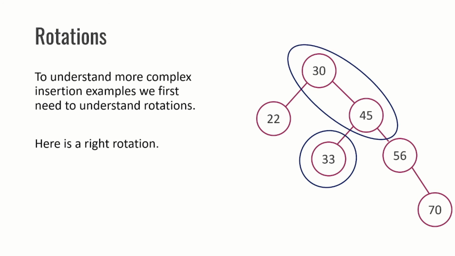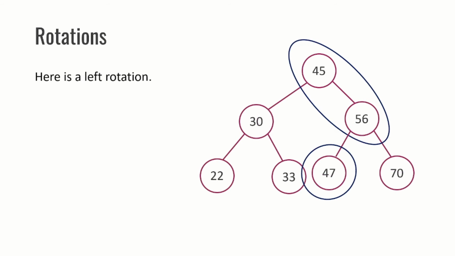So here's the left rotation. It's exactly the same, just symmetrical. 45 is going to be rotated around. 56 will take its place. Everything else will be shunted to the left. And then the node there, 47, this time will become the right child of 45.